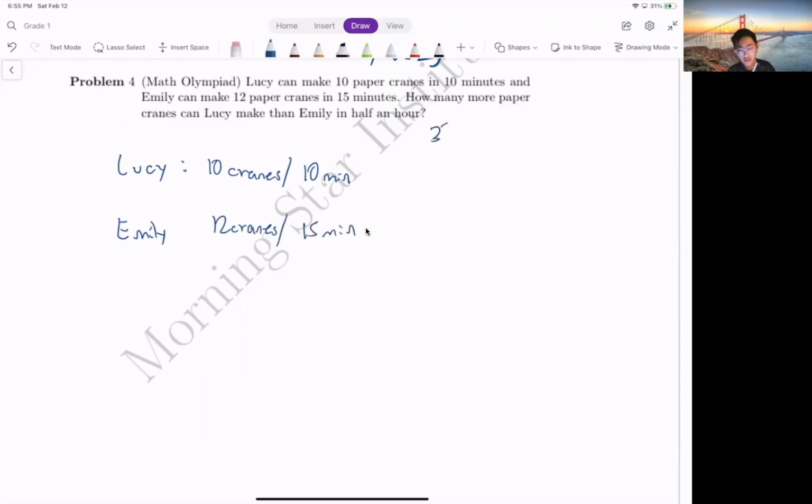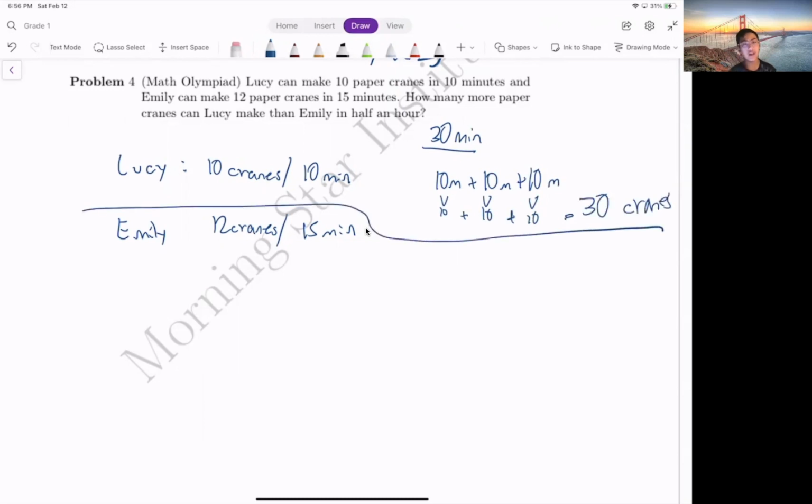And now let's look at how much they can each make in 30 minutes. So since Lucy can make 10 cranes in 10 minutes and 30 minutes is just 10 minutes plus 10 minutes plus 10 minutes, and each 10 minutes can make 10 cranes, then it's just 10 cranes plus 10 cranes plus 10 cranes equals 30 cranes.